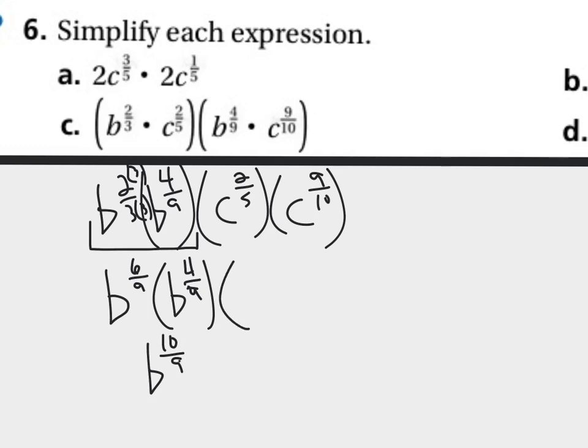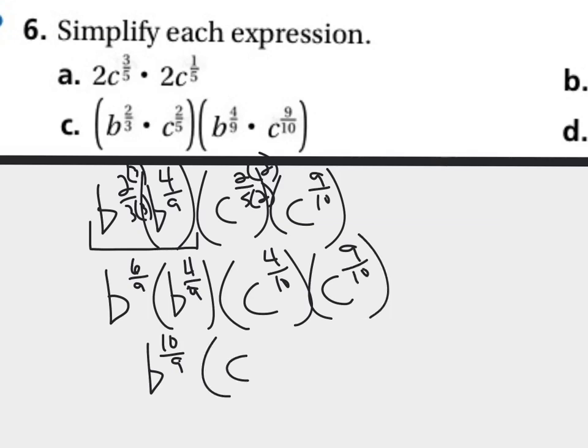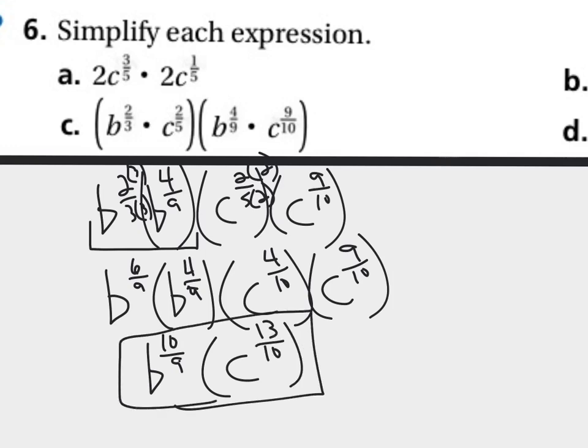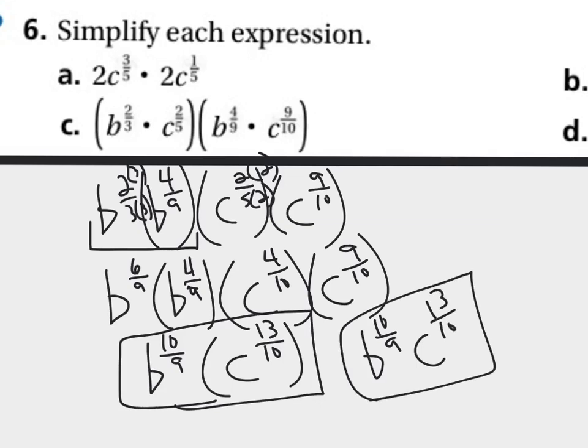Same idea with our c's. We're going to add these, so get a common denominator. 10 would work here, so multiply both of those by 2, that'd be 4/10 times 9/10. So 4/10 plus 9/10 would be 13/10. So we can just leave it like that. Technically, you don't have to have the parentheses when you write that. If you want to just write it this way, it's fine also.